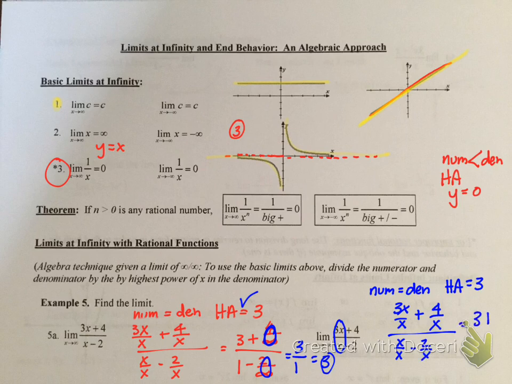So I get 3 plus 4 over negative infinity. Once again, you have 4 over a huge number, so it's going to approach 0. And then I get 1 minus 2 over negative infinity. Once again, that approaches 0. So these turn into zeros, and this becomes 3. Okay, so that's 5A, parts 1 and 2.